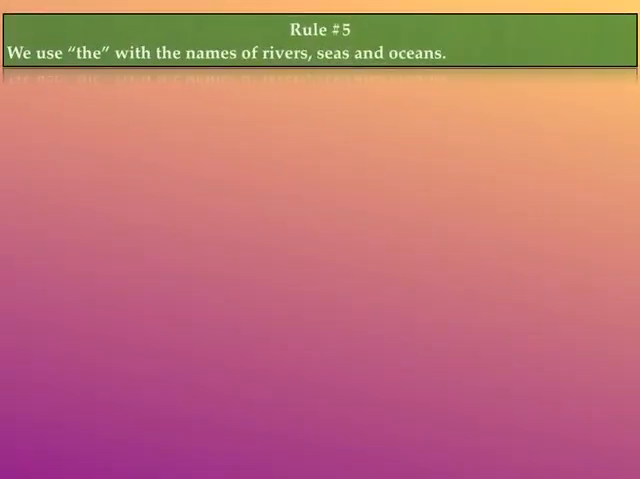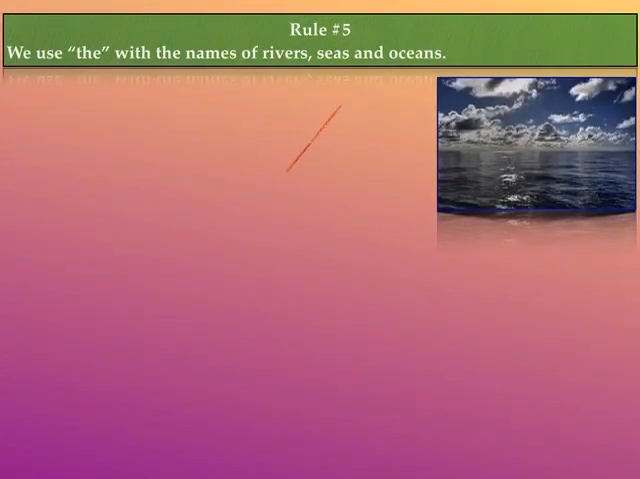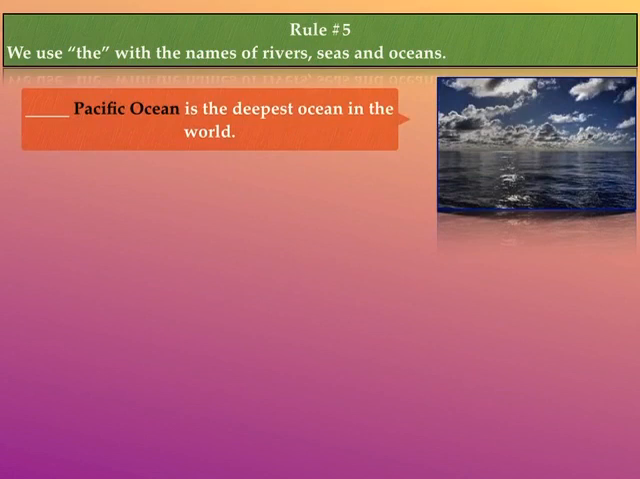Rule number 5. We use the with the names of rivers, seas and oceans. So students, we have to use the when we are referring to the names of rivers, seas and oceans. Let's see the example. Over here you can see the image of the Pacific Ocean. The Pacific Ocean is the deepest ocean in the world. So here the Pacific Ocean is the name of an ocean, and so along with it we are going to use the article the.